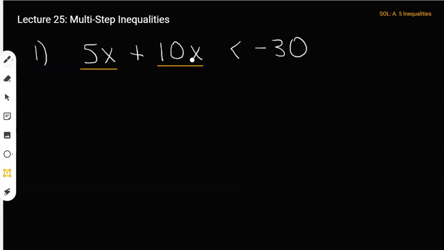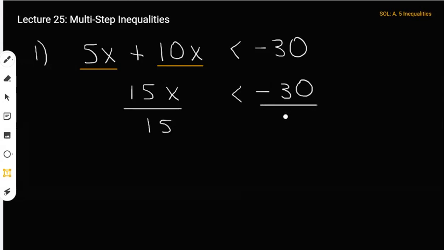So 5x plus 10x, you basically just add the numbers out in front. You get 15x. The left side becomes 15x, and the right side stays the same. To get rid of the 15, I'm going to divide both sides by 15. That way, the 15s cancel out, and I'm only left with x on the left side.